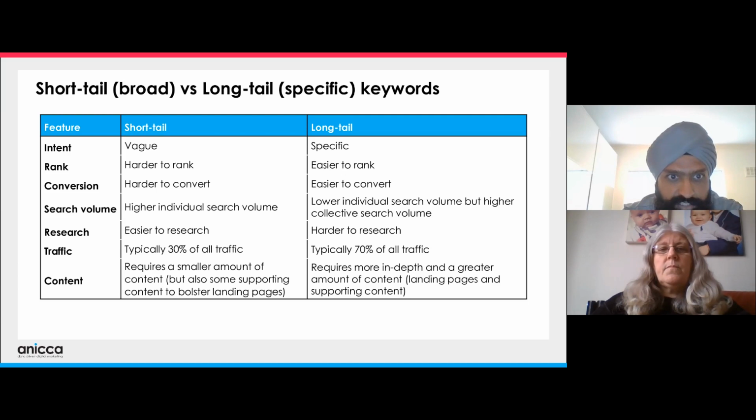Long tail keywords are specific, easier to rank, easier to convert because you've done a bit of qualifying when they've hit the site. They've got lower individual search volumes, but when grouped together, the collective search volume can be quite high, higher than short tail keywords. Harder to research, and they typically make up about 70% of your total traffic. You can see that if you go into Search Console and see what keywords people are using to get to you, you'll notice a lot of them are quite long terms. Content-wise, you need to build out content hubs to optimize these because they're quite long and specific. We'll go into that optimization side in another seminar. But that's typically the breakdown of the two.